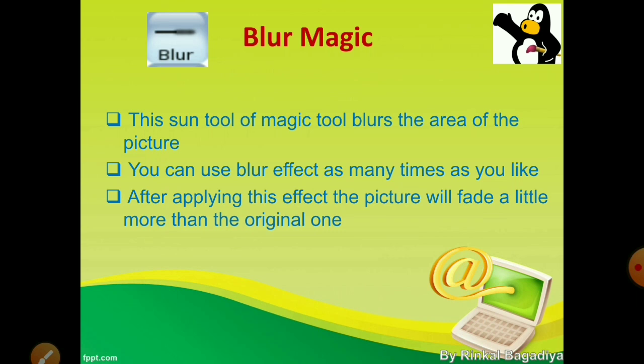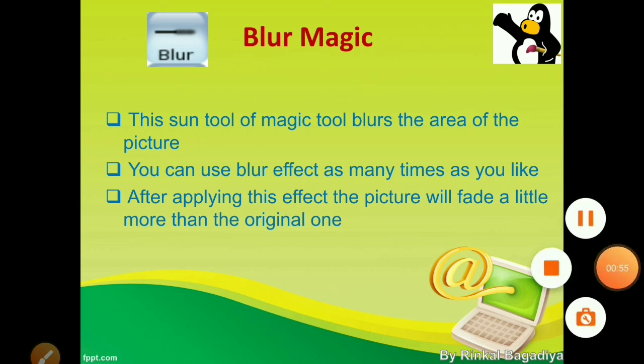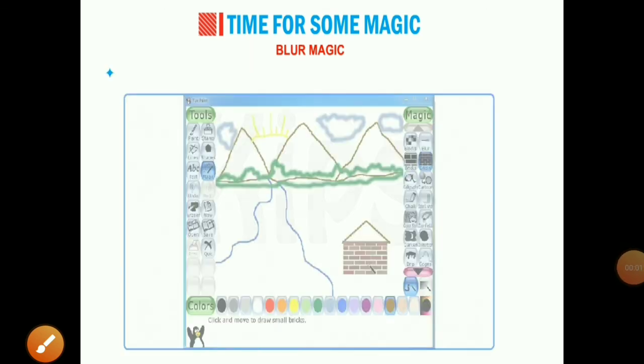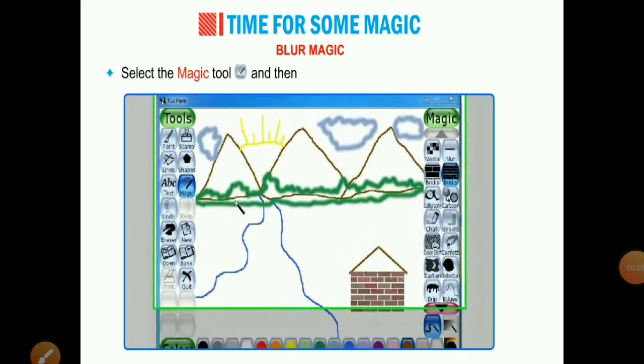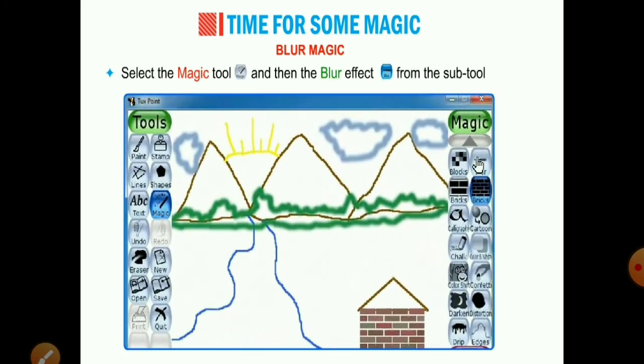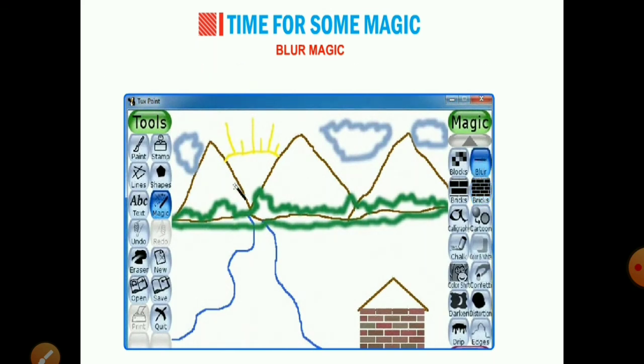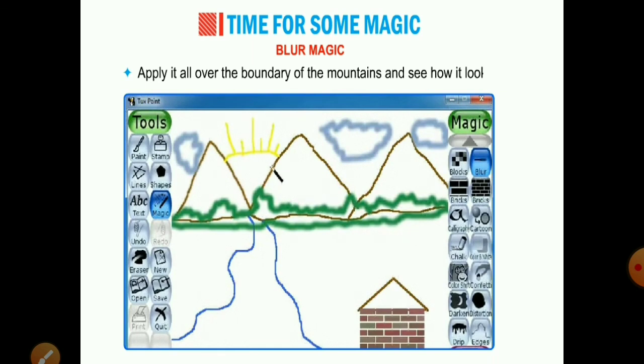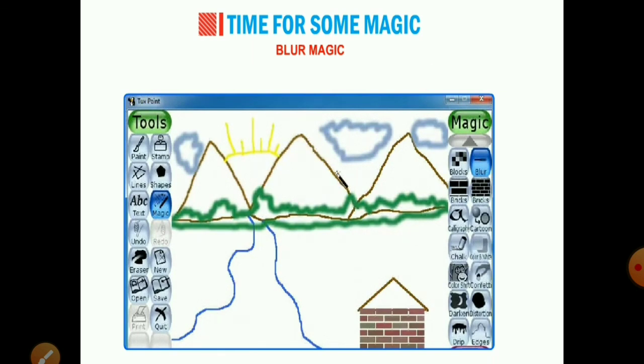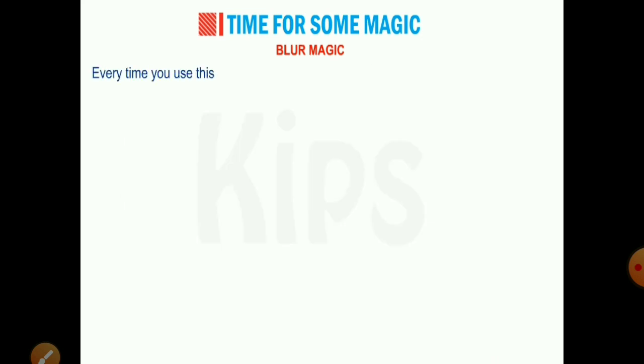So let us see how the blur magic tool works practically. Select the magic tool and then the blur effect from the subtool box. Apply it all over the boundary of the mountains and see how it looks. It looks blurred. You can use the blur effect as many times as you like. Every time you use this tool, the image will fade a little from the original one.